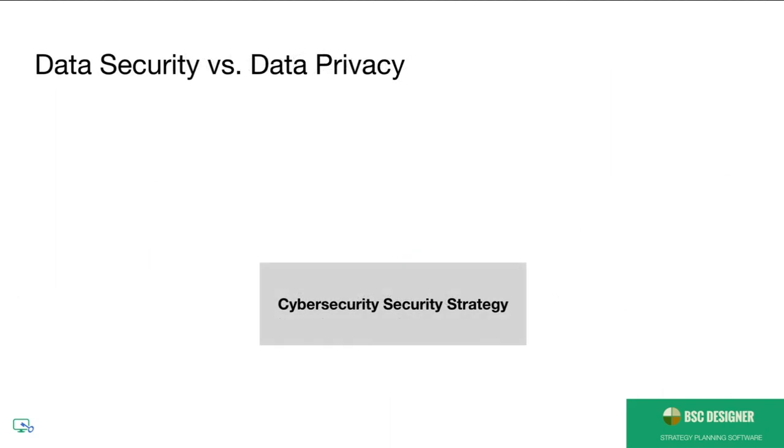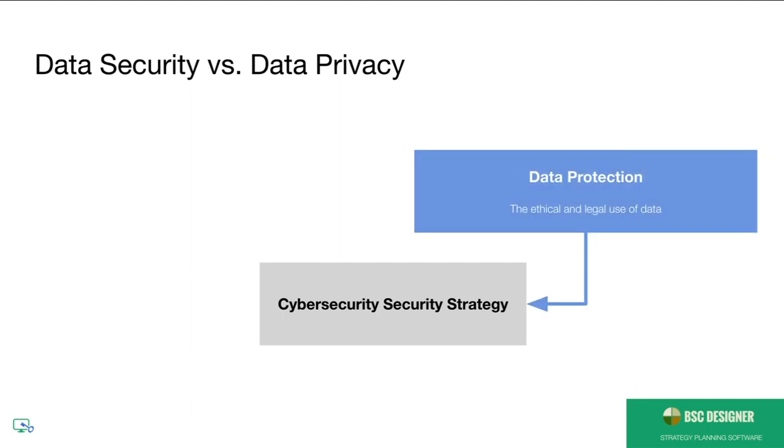What is cybersecurity and how is it different from data security and data privacy? For example, if you use a contact form on a website, your email address should only be used to respond to your query, not to subscribe you to the marketing mail list or be disclosed to other companies. That's data privacy or data protection: ethical and legal use of data.